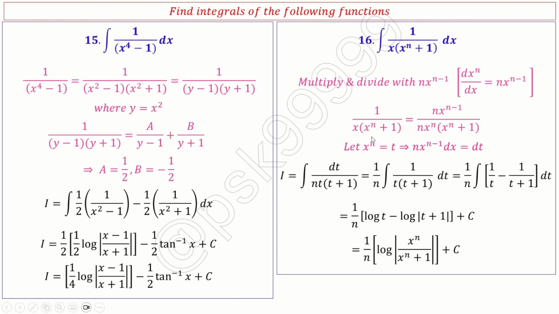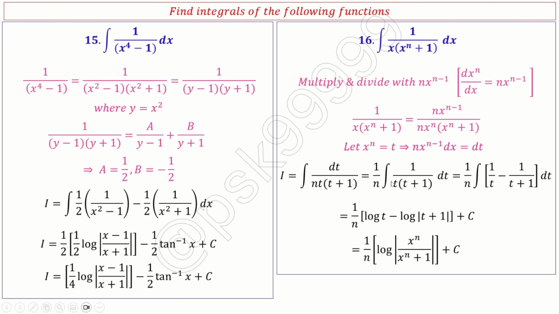Now you take x to the power of n as t, then your numerator along with the dx will turn into dt. So the integration is very simple: dt divided by nt into t plus 1. Now this one I will solve using partial fractions. By looking at it I can easily do it.